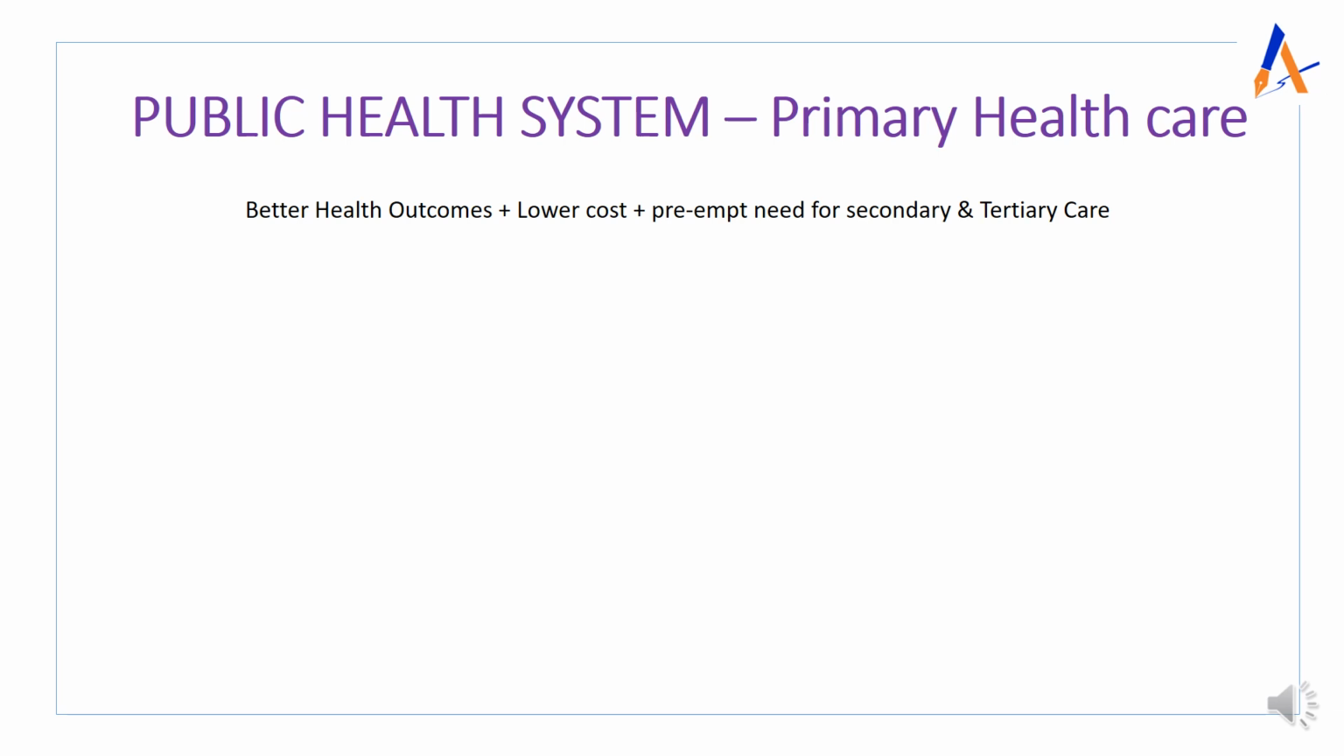Primary healthcare is important because it can lead to better health outcomes. It is the key enabler of higher life expectancy and better health outcomes, and thus it leads to lower expenditure on healthcare or health services, and it preempts the need for secondary and tertiary care. So this is the importance of primary healthcare. Whenever you want to write, you can use these points for your introduction. Next is related to the issues we will discuss.